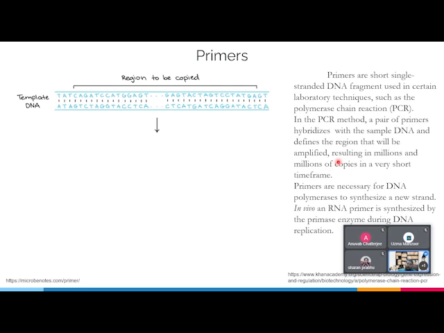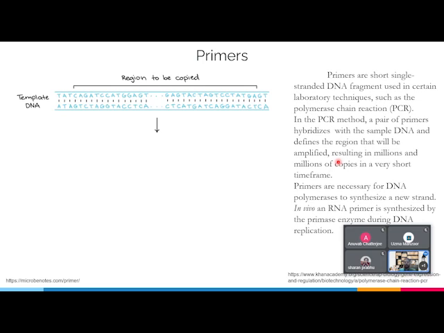In vivo, an RNA primer is synthesized by the enzyme primase during DNA replication. So, in normal conditions inside the cell, the primer is generated by the enzyme primase, which begins the DNA replication process. But in laboratory conditions, we do not use an enzyme such as primase. We instead make our own DNA primers, which we can synthesize.